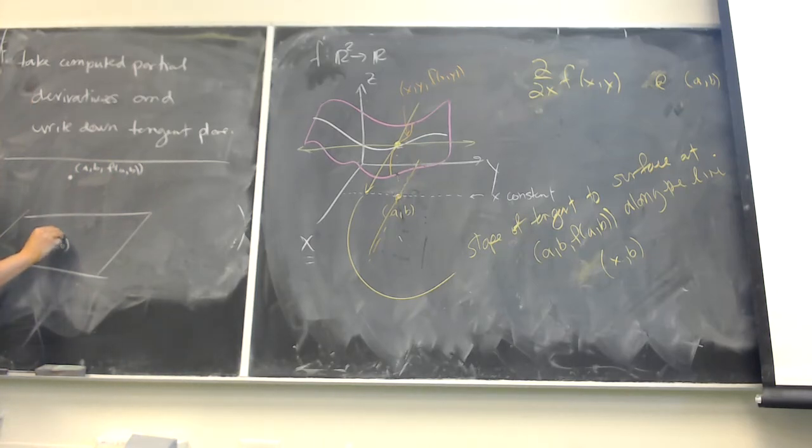If I move in the x direction, there's a curve up here that looks like this, and it has a tangent vector that's sticking out. And the direction of that tangent vector turns out to be (1, 0, fx(a, b)). Let's think about what that means for a second.